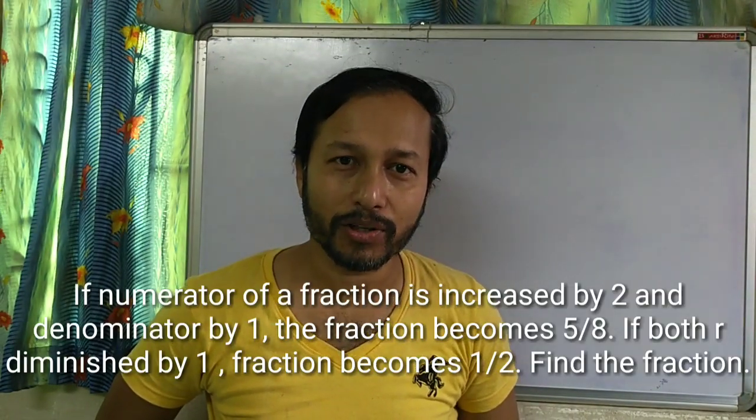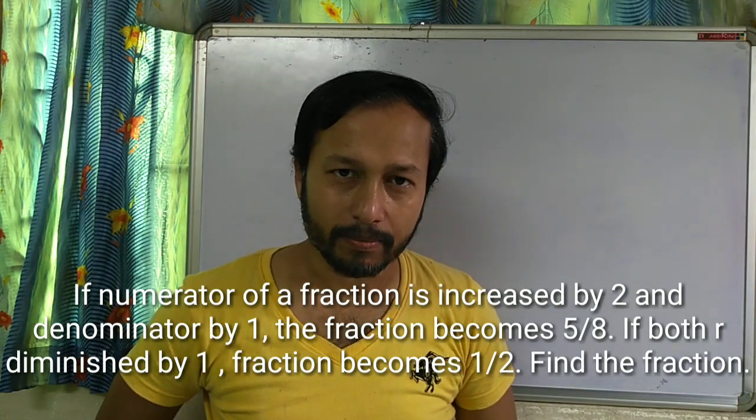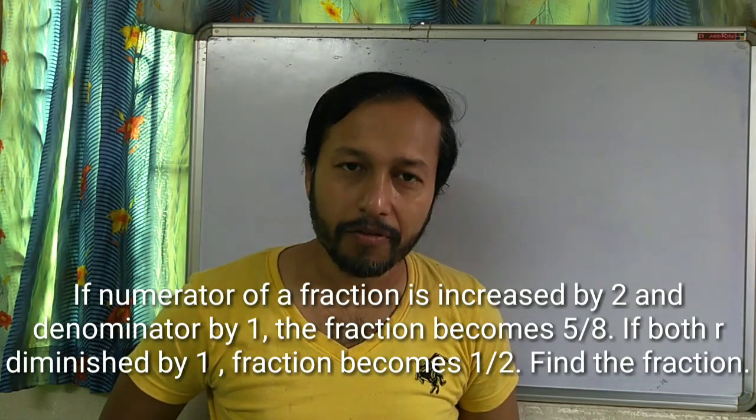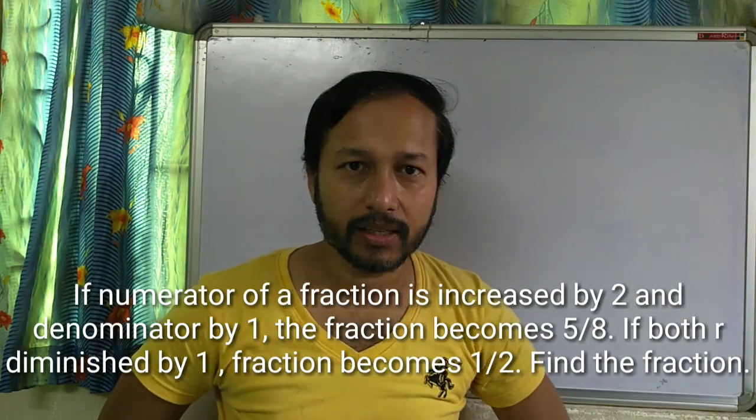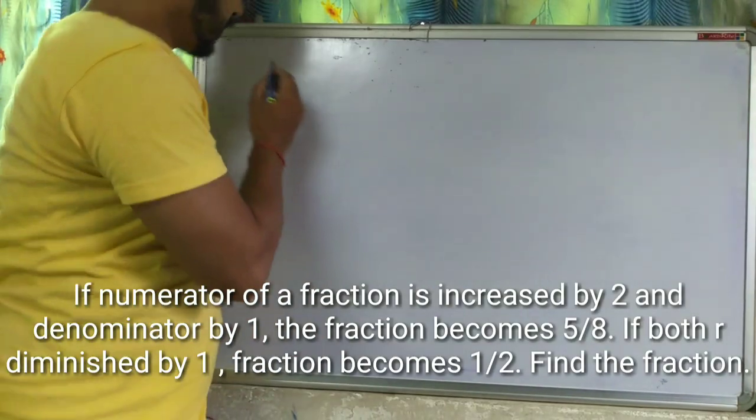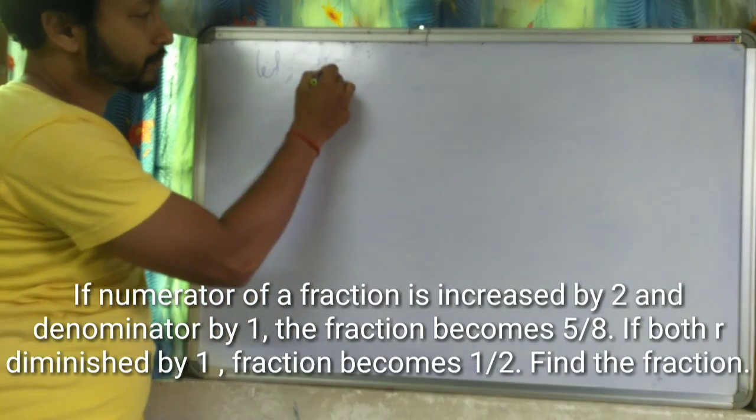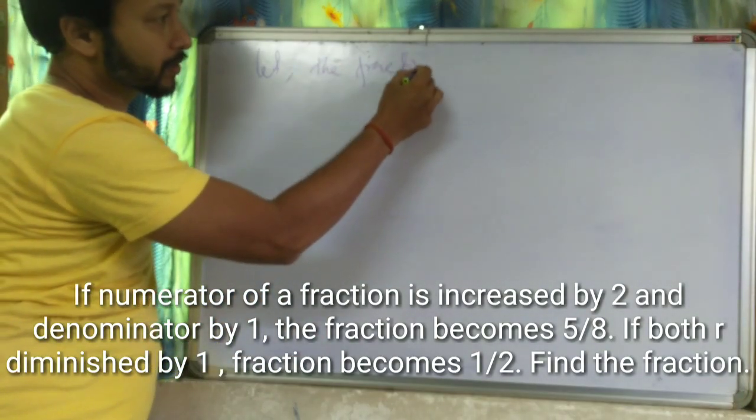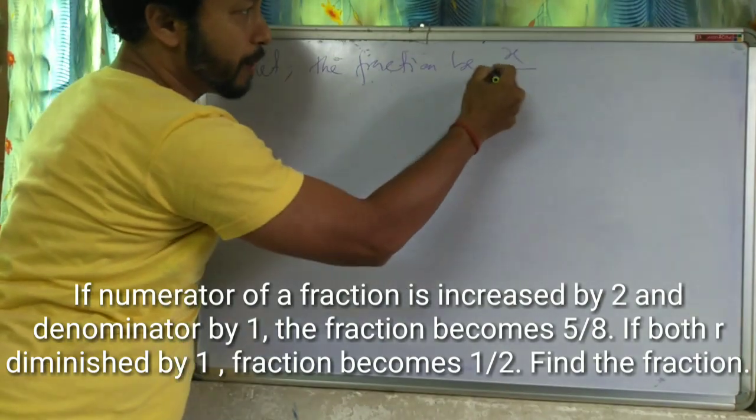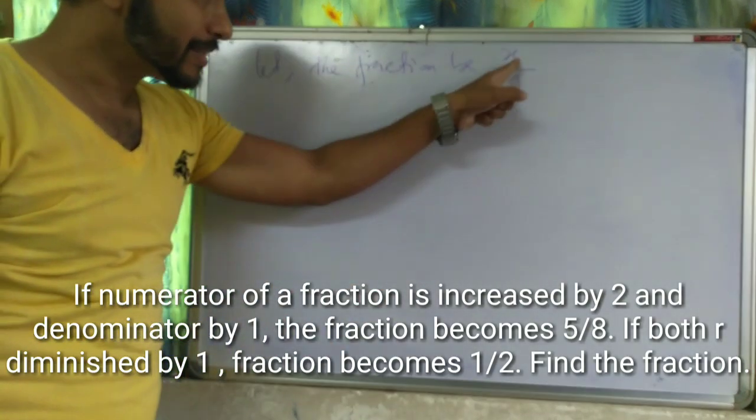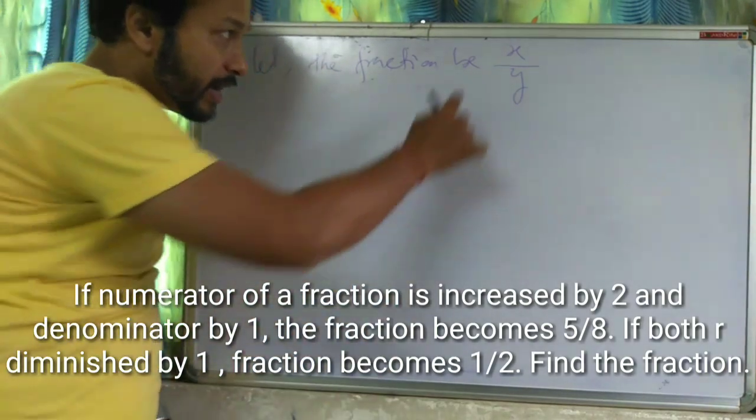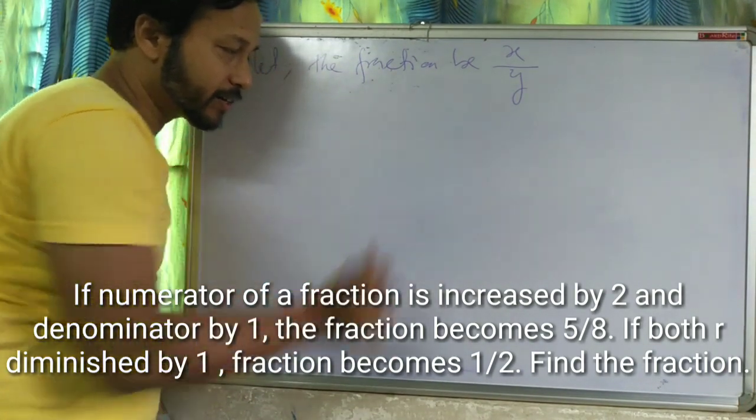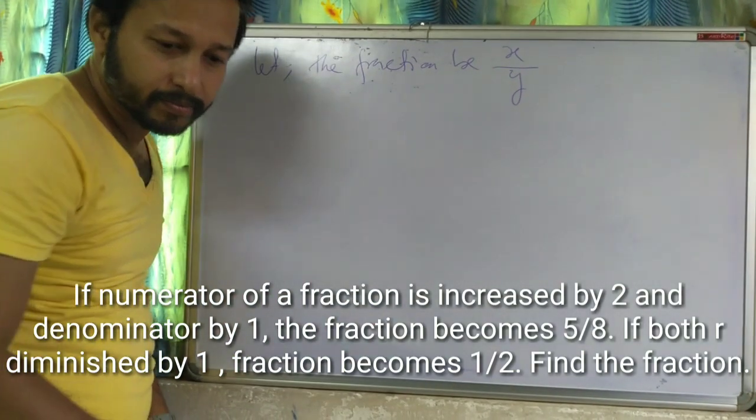Next example, which you can see displaying on your screen, we will solve that sum. It's related to fractions. First we have to consider a fraction. Let the fraction be x by y. X is my numerator and y is my denominator, correct? X numerator, y denominator. Now read the question.